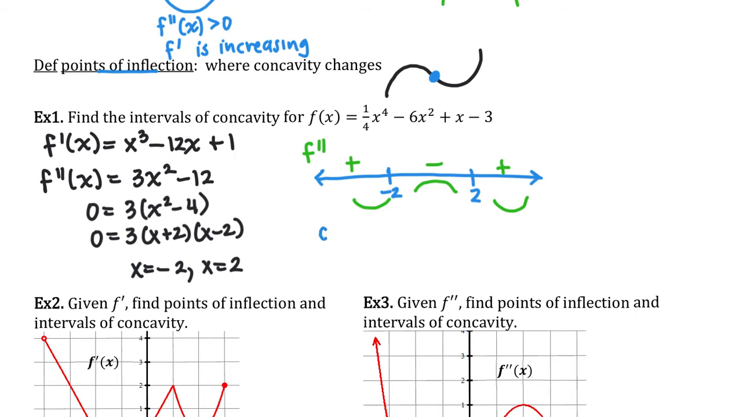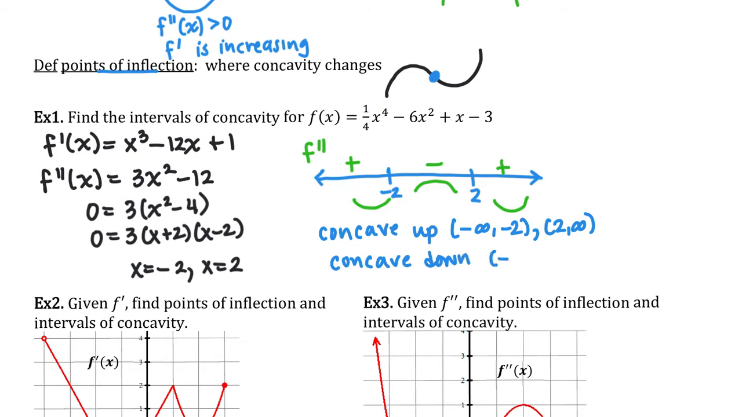Okay, so anyway, it's concave up from negative infinity to negative 2, and then also from 2 to infinity, and then it is concave down from negative 2 to 2.